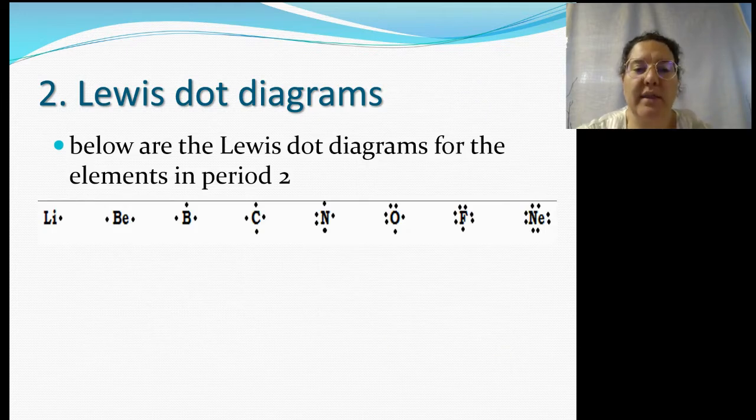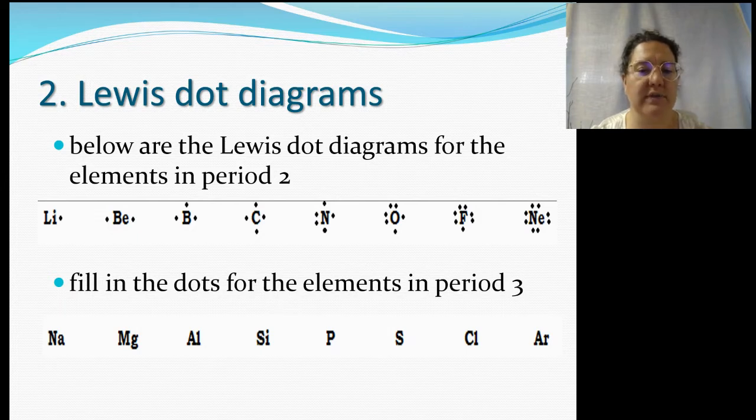So we look at the Lewis dot diagrams for the elements in period 2. We have the outer valence level. So lithium has 1 electron in its outer valence level, beryllium 2, boron 3, carbon 4, nitrogen 5, oxygen 6, fluorine 7, and neon, as a noble gas, a full 8 in its outer valence level.